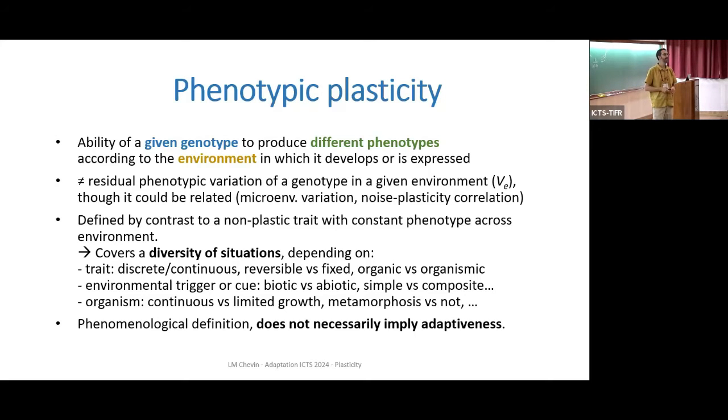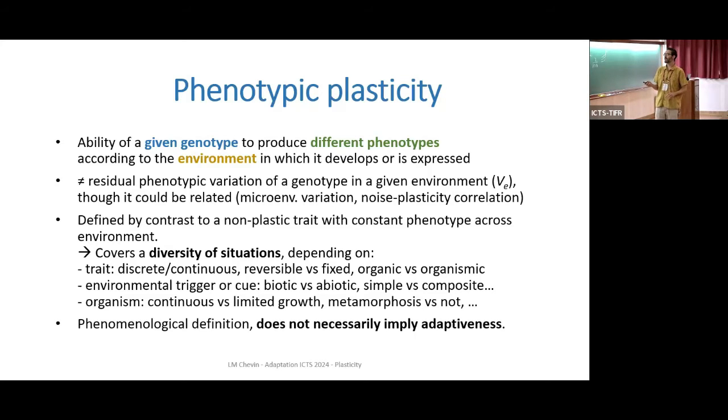Once you say that, you see that it's defined by contrast to something that doesn't change. So what's specific, the more I think about this, what is specific and clearly defined is something non-plastic. But what's not specific is all the rest that we describe as plastic. It could have discrete variation across environments or continuous. It could be a reversible trait that changes repeatedly, or one that's fixed during development. You develop in that environment, you produce this phenotype, or in the other, you produce another one.